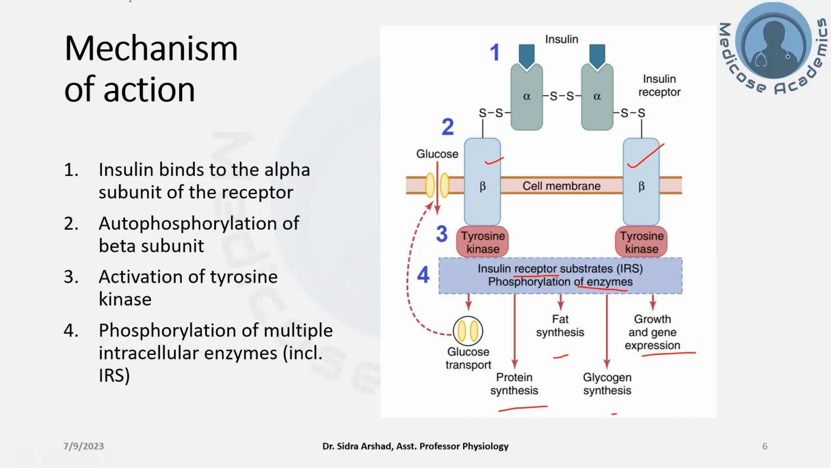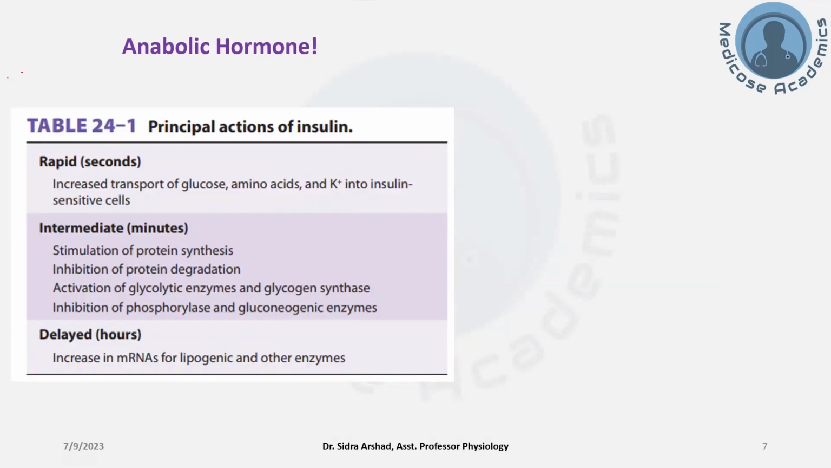to move the glucose into the cells. Because of its actions on carbohydrates, lipids, and proteins, insulin is known as an anabolic hormone. It brings about its actions over a period of time. There are certain actions which occur immediately after the insulin binds to receptors.